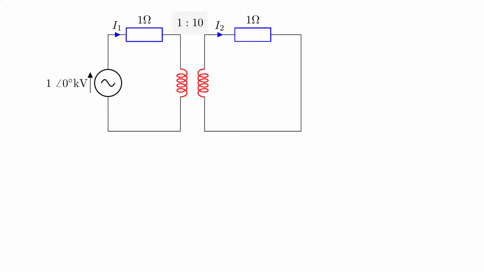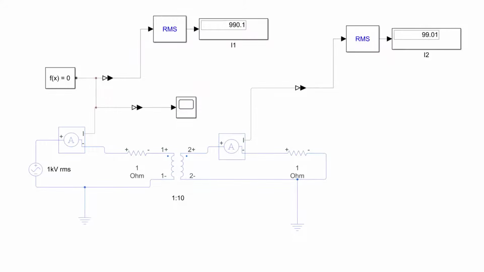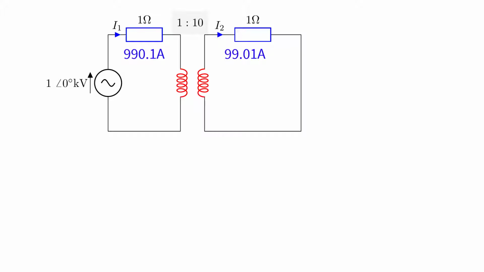So let's take a look at an example system. This system has a 1000 volt generator with a 1 ohm resistance. This is connected through a 1 to 10 step-up transformer to another resistor of 1 ohm. Now, I've already simulated this circuit using MATLAB Simulink, so I already know what the currents are. But let's see if we can use per unit analysis to arrive at the same answer.